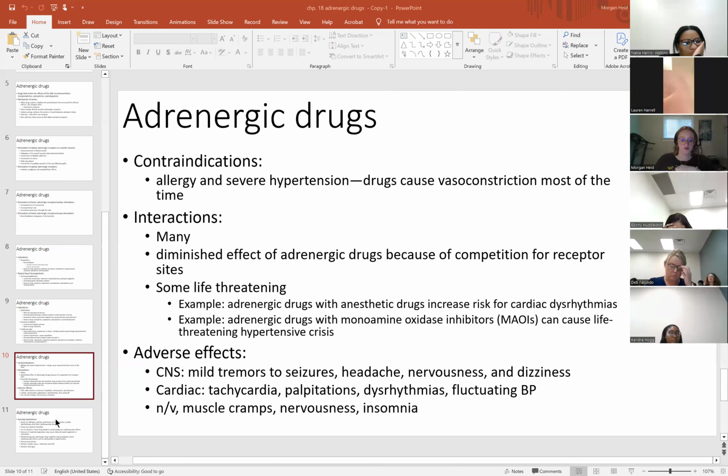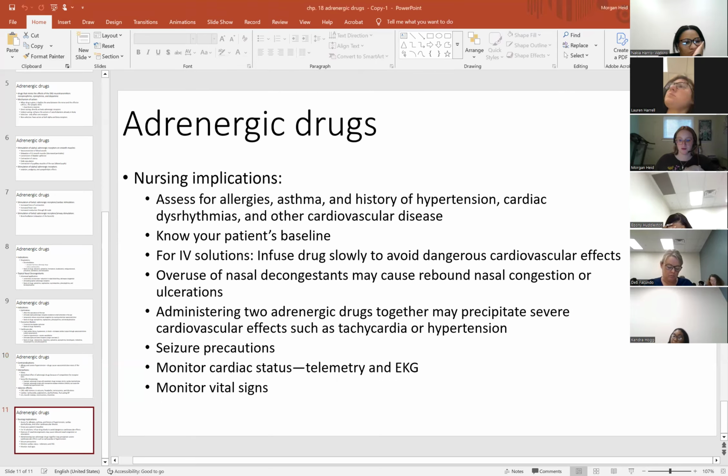So just some nursing implications here. You need to assess for asthma, hypertension issues, cardiac dysrhythmias, or other cardiac diseases before you give any of these medications, because the risk of having tachycardia, dysrhythmias, or hypertension is high, even if that's not why the patient is taking the medication. It happens as an inadvertent effect if I turn things on that shouldn't be on. Know your patient's baseline, because this can affect vital signs.